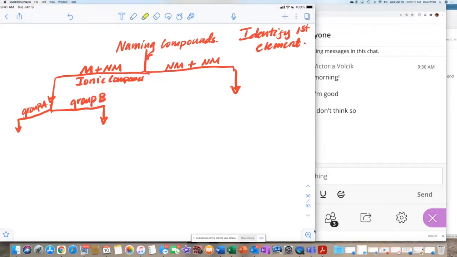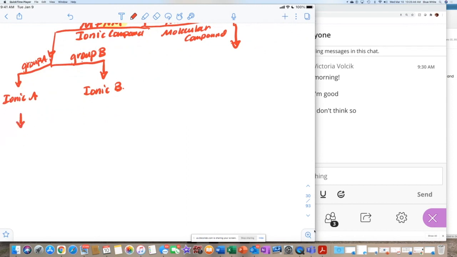Since the second element tends to be non-metal, that won't help you much. You're trying to figure out what's different about the compound, right? So if you have non-metal, you most likely have molecular compound. Okay? So if you have a group A metal or group B metal, for group A metal, you're going to be naming ionic A compound. Group B metal, I call this ionic B. Okay? So with ionic A, how do you name ionic A?